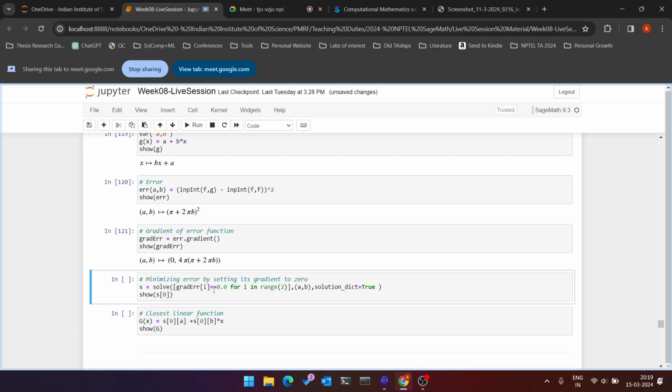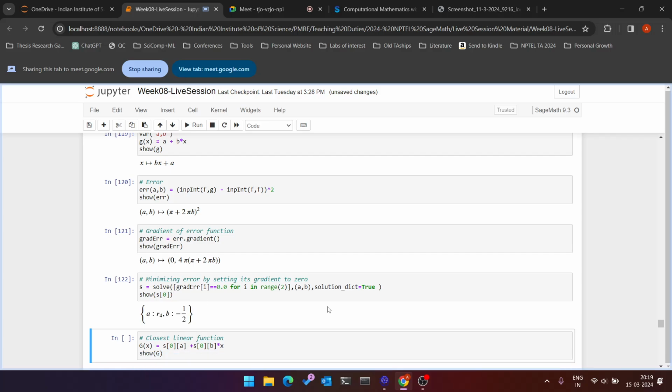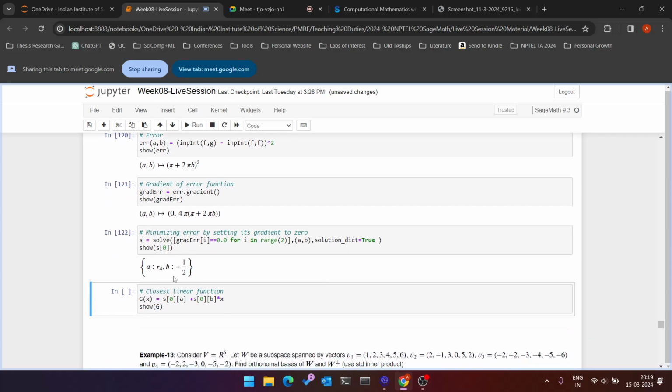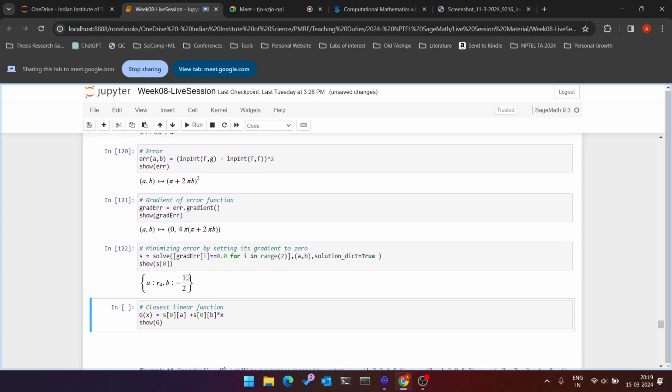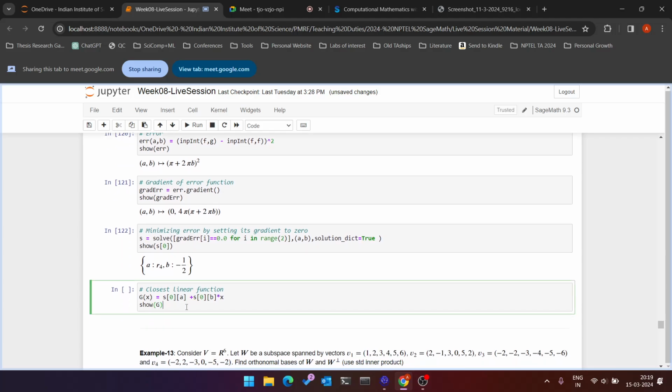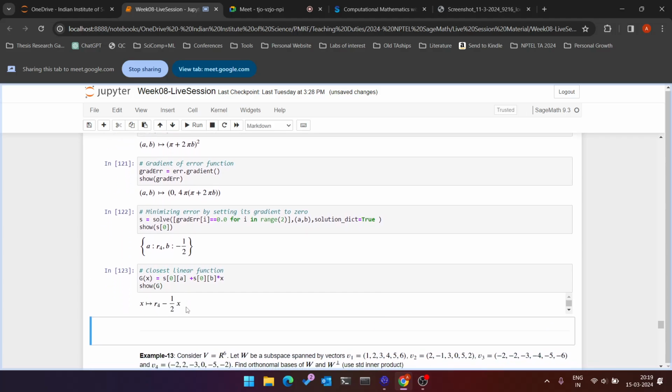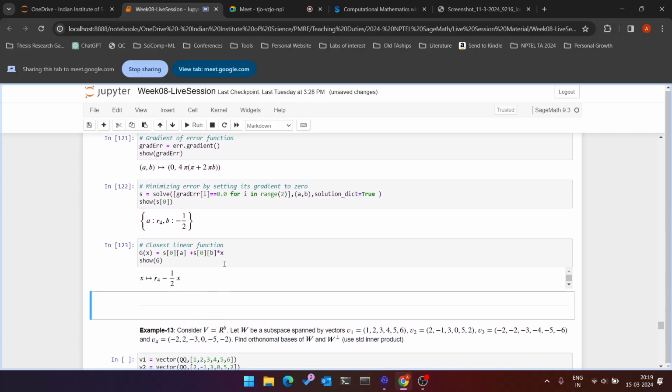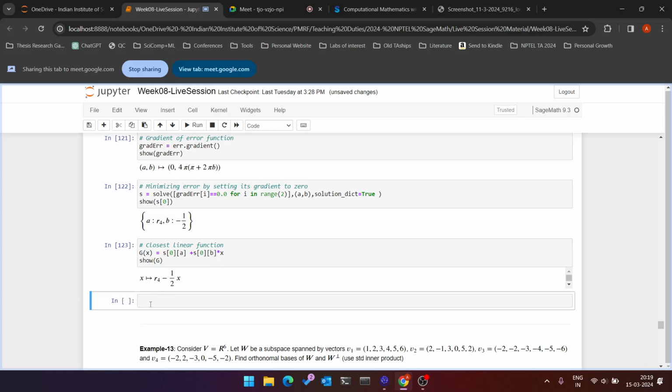So for this term to go to zero, my b should be simply minus half. A we can't say anything about it. So if I solve for this, my a is simply the parameter r4 and b is minus half. Which tells me that my closest function is of the form minus half x plus r4.